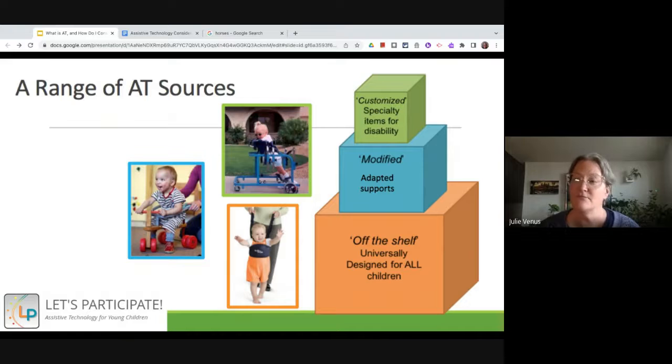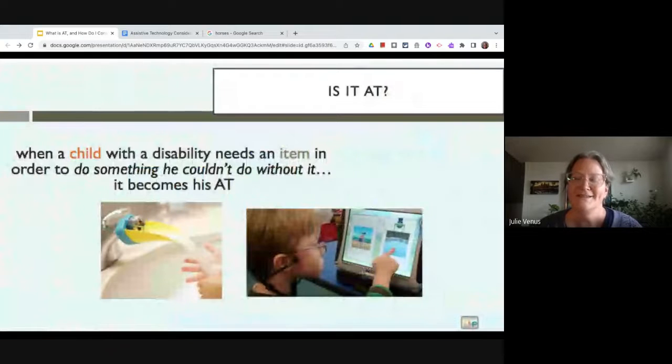And then there are things that are just off the shelf. They're universally designed for all children, but they might be something that provides some support for a child that they specifically need. So this question is something that you can always ask yourself, is it AT? And we know that it is AT when a child with a disability needs an item in order to do something that they couldn't do without it. It becomes their AT. So anything that supports a child in doing just about any task, that becomes their AT, whether it's something you buy off the shelf, modify, or is specially designed for that purchase.